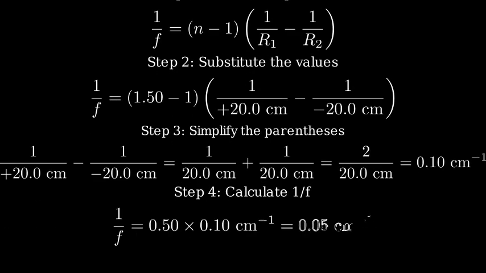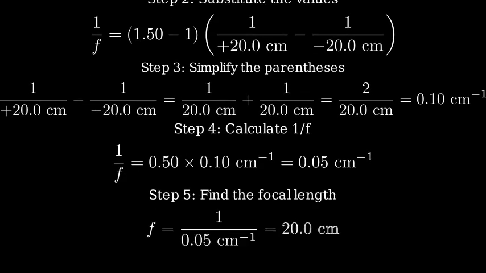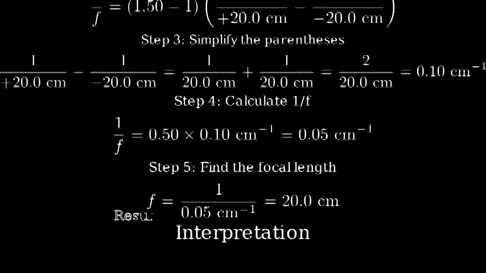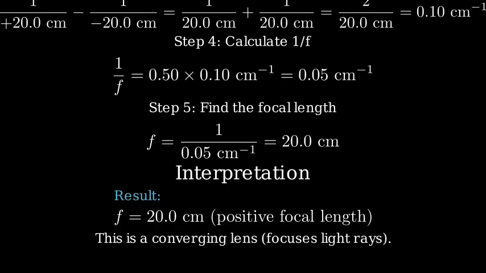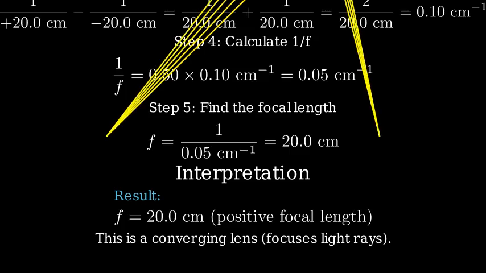Step 4. Calculate 1 over f. 1 over f equals 0.50 times 0.10 per centimeter, which is 0.05 per centimeter. Step 5. Find the focal length by taking the reciprocal. F equals 1 divided by 0.05 per centimeter, which gives us 20.0 centimeters. Let's interpret our result. We found that the focal length is positive 20.0 centimeters. A positive focal length means this is a converging lens, focusing incoming parallel rays to a point 20 centimeters away from the lens. Let's visualize how light rays would travel through this lens.